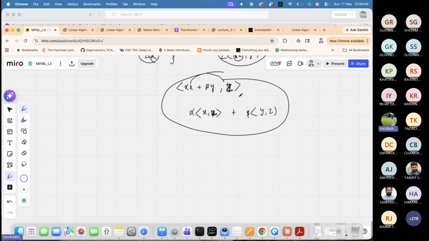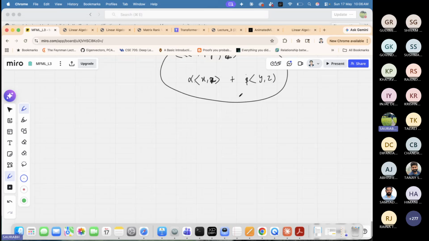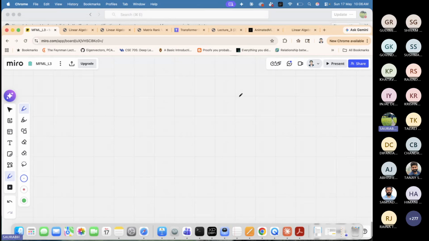So we have just discussed these two things: the dot product x dot y, which is also written as x transpose y, and the inner product, which can be written as x comma y. This is the generalized version of the dot product. We call it the inner product, right? And you just looked into that.